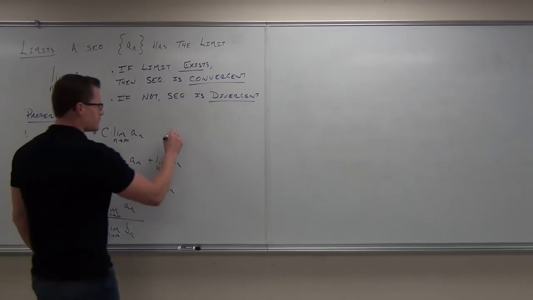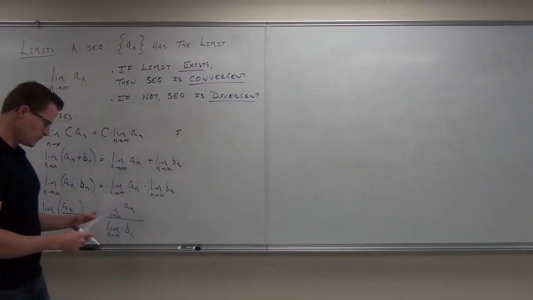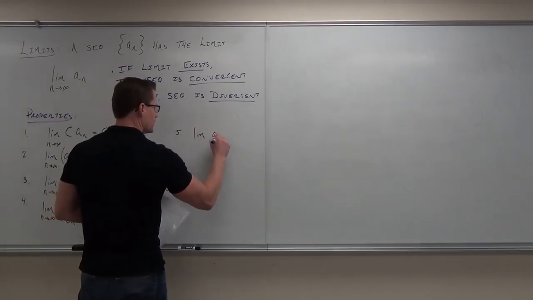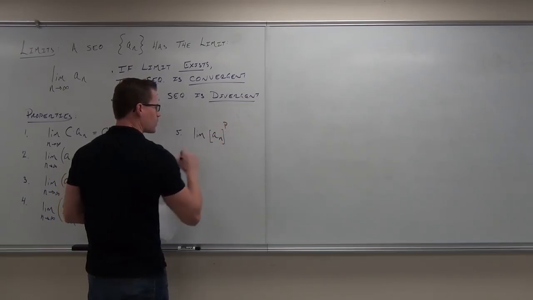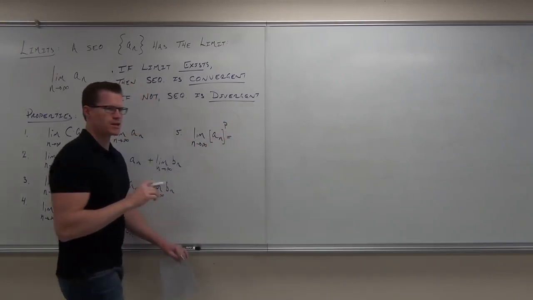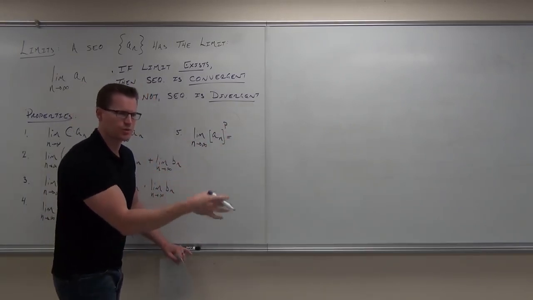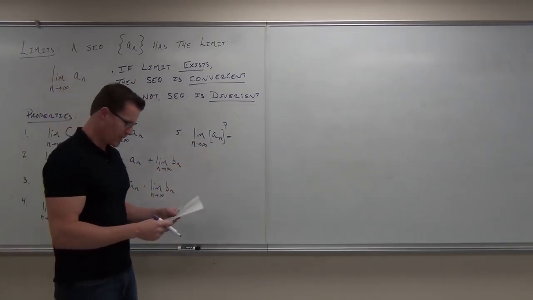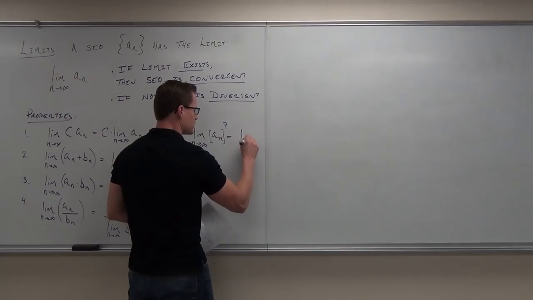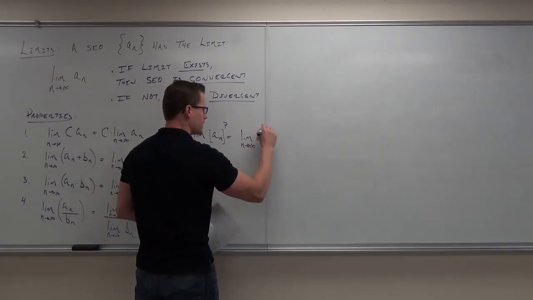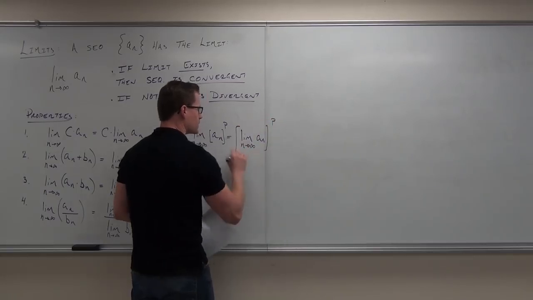And lastly, number 5. Number 5 is a really cool one. I love this one. It says that if you have a limit of some sequence to a power, we'll call it p, you can actually take that power outside of your limit as well. So if you have a limit of a sub n to the p power, the whole thing being raised to a power, this is the same thing as taking the limit of a sub n and raising the entire thing to the p power.